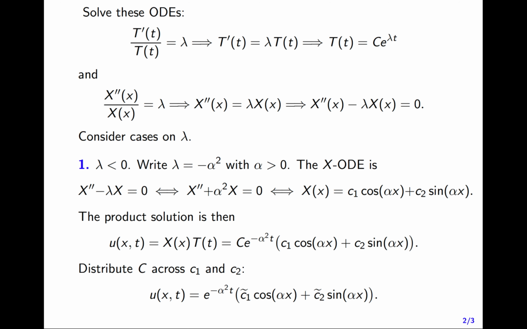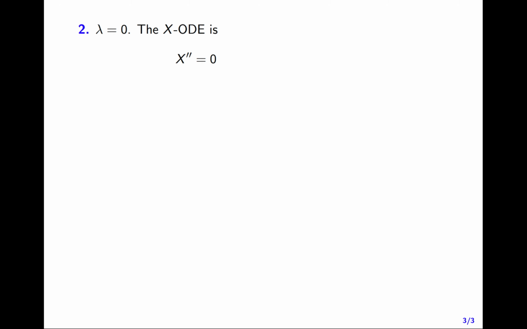So this handles the case lambda is less than 0. What happens if lambda equals 0? Let's just move along the number line. Then in this case, my x ODE is X double prime equals 0. So that means that capital X of x is c1 times x plus c2 for some constants c1 and c2. Very simple linear solution.